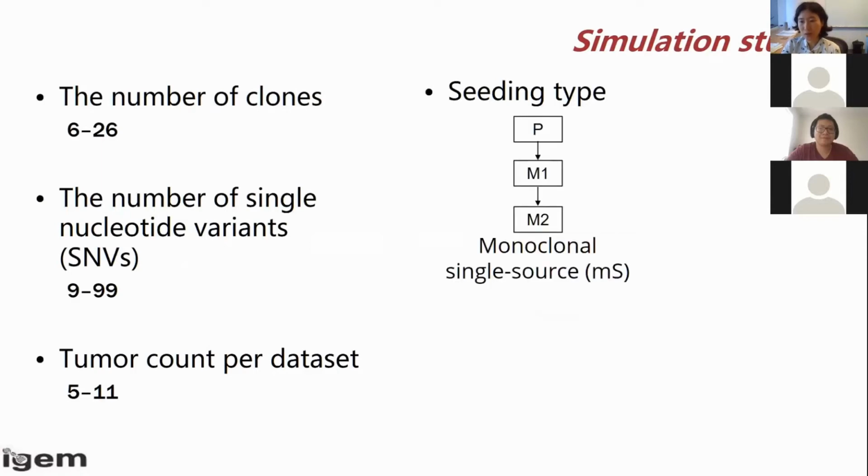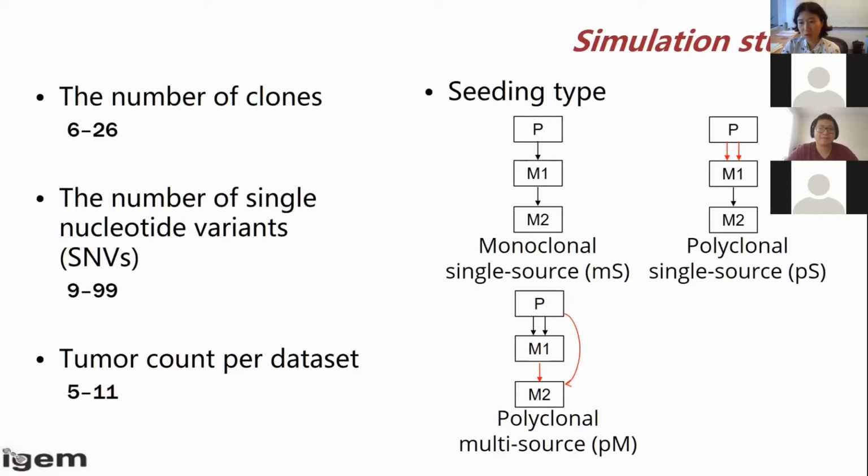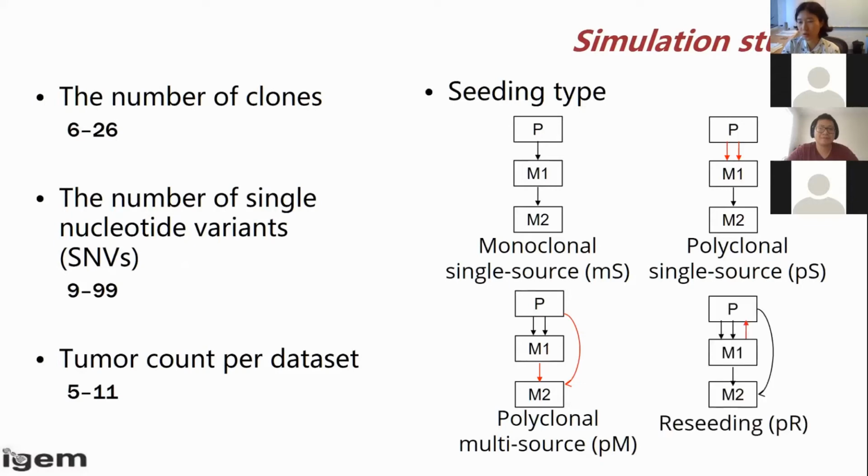In the first type, there is only a single migration event between two tumor sites. In this case, some tumor sites receive two clones from another tumor site. In this case, some tumor sites receive two clones from two different tumor sites. Lastly, in this case, some clones in metastatic tumor site move back to primary tumor.